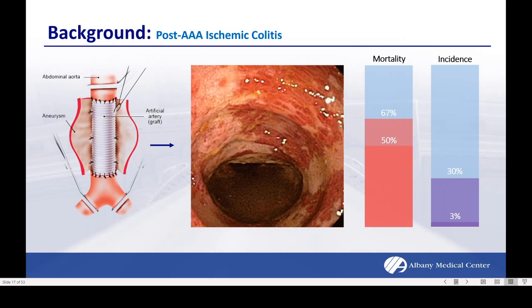So ischemic colitis is a well-known devastating complication of AAA repair with mortality in the range of 50 to 60%. The overall incidence of ischemic colitis after AAA repair is relatively low at about 3%. But with emergent or ruptured AAA repair, the reported rate goes as high as 30%.